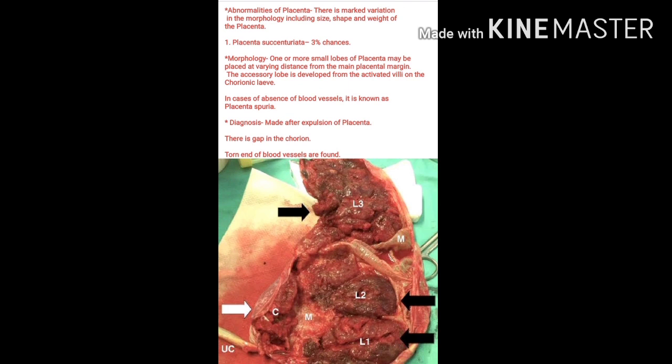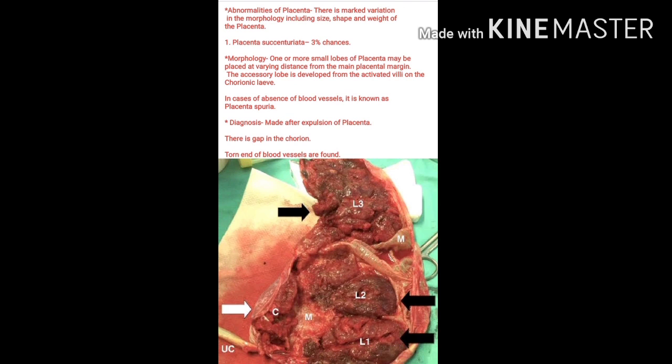There is a marked variation in the morphology. That is, we can see variations in size, shape and weight of the placenta. First one, we are going to deal with placenta succenturiata. There is a 3% chance of it. The morphology is that one or more small lobes of placenta may be placed at varying distance from the main placental margin. The distance may be very long.